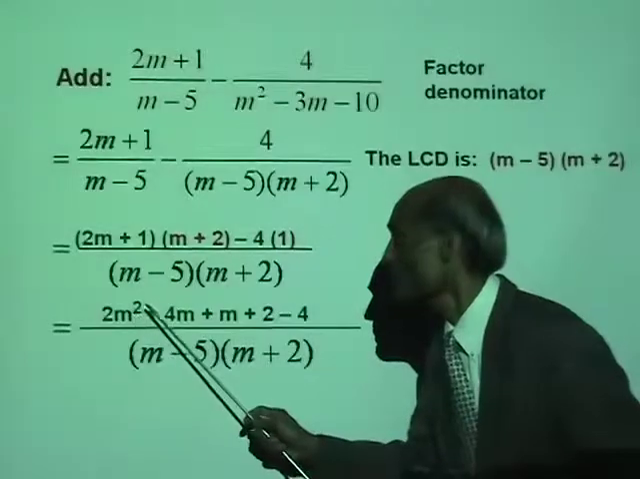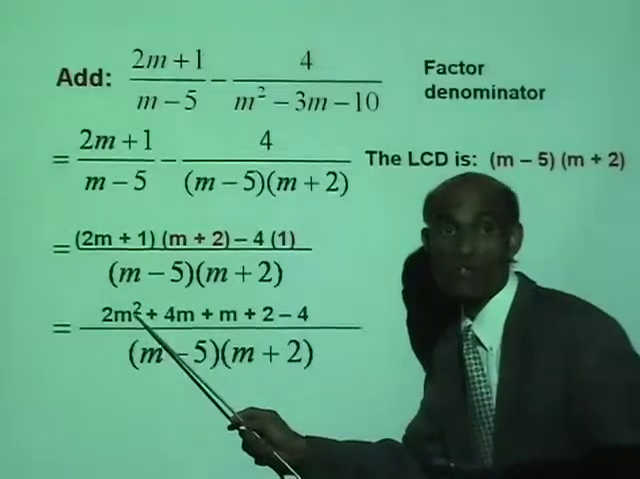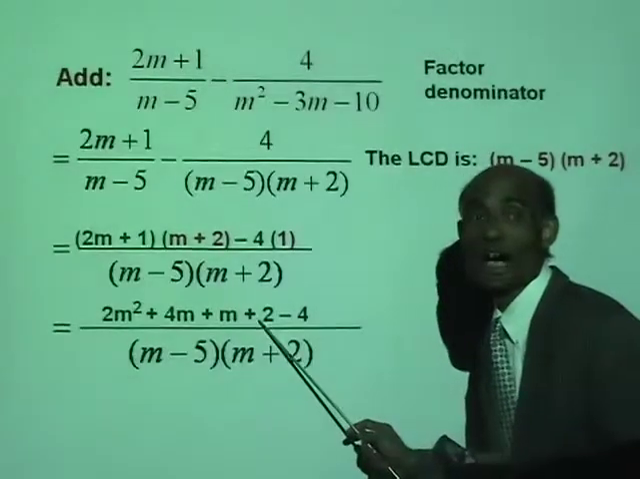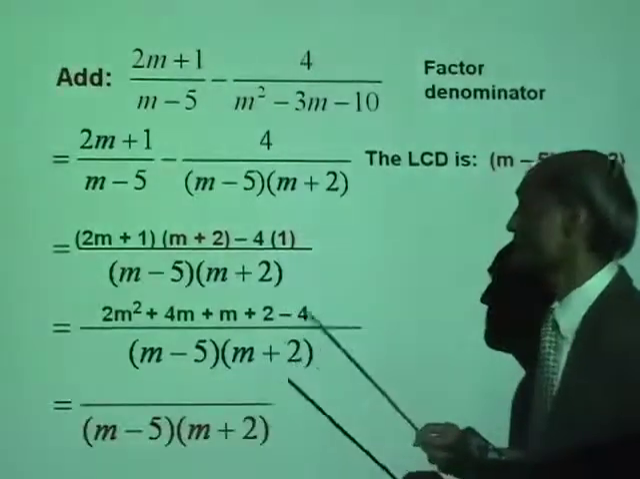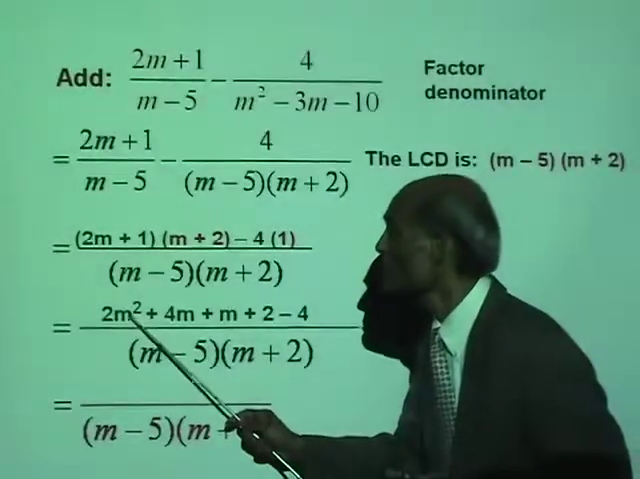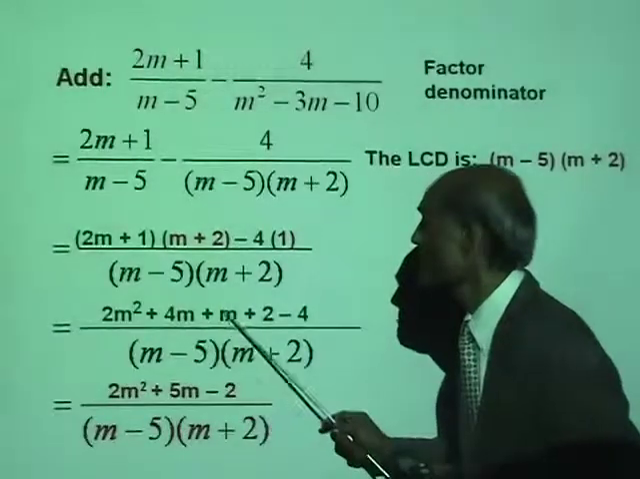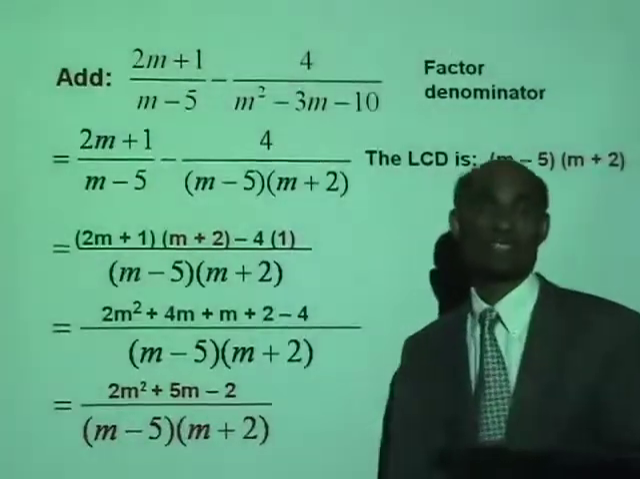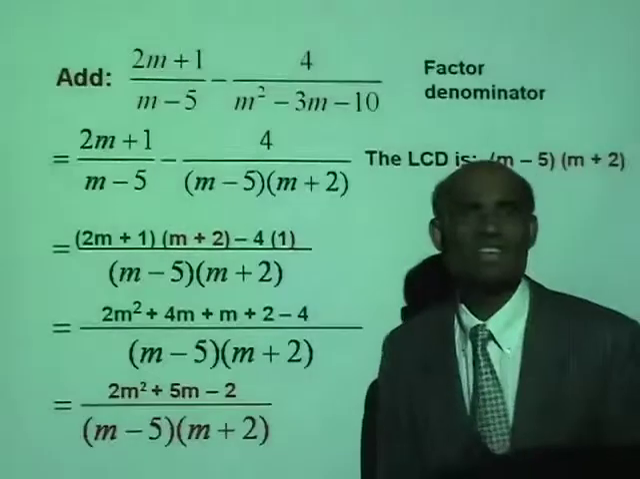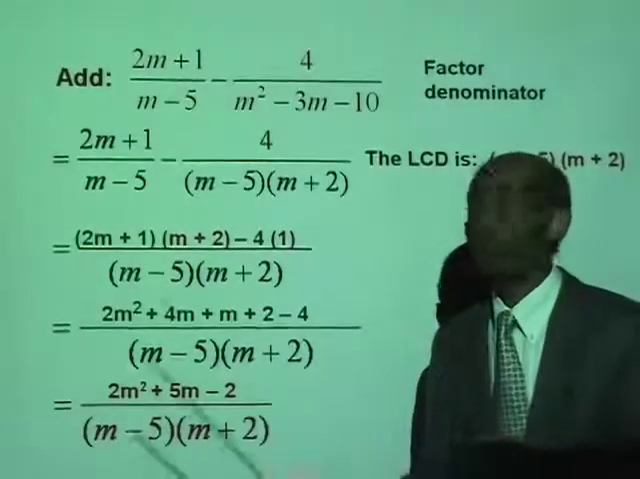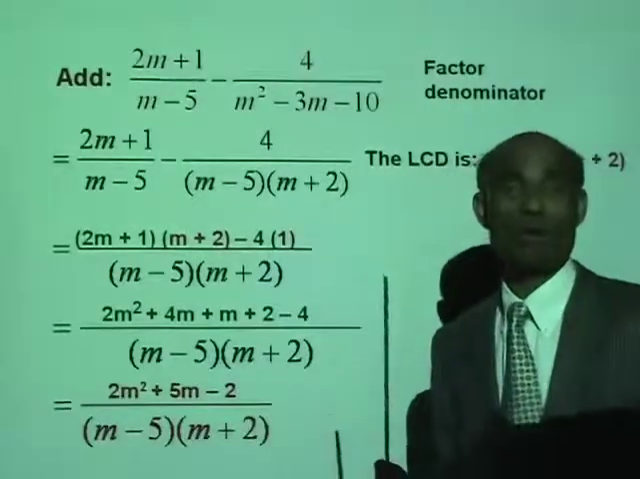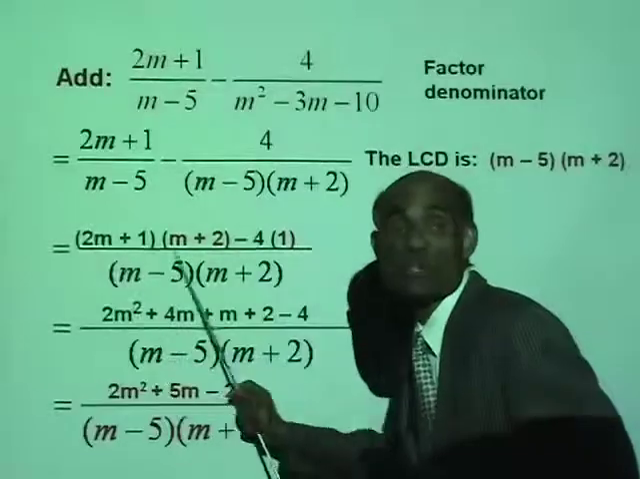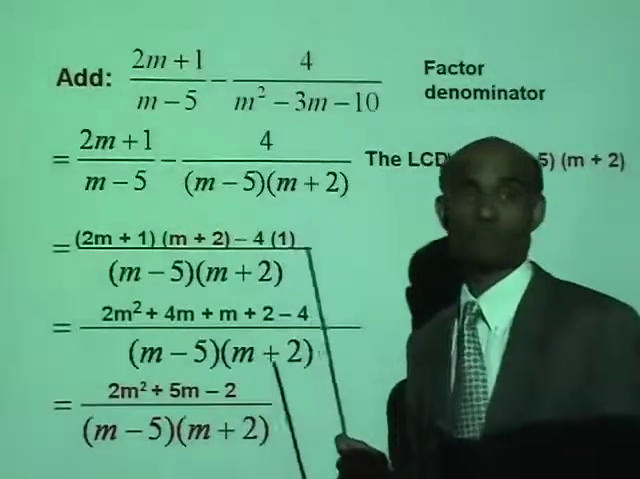Now simplify this. 2m squared is on its own. 4m plus m is 5m. And 2 minus 4 is minus 2. So this will be 2m squared plus 5m minus 2 all over the LCD. That was a very neat one. Okay, please try this one more time on your own and especially practice constructing the numerator. That's very important for you.